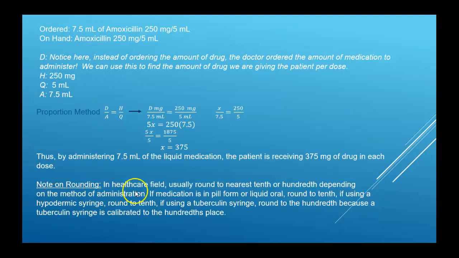Okay, so here's a note on rounding. In the healthcare field, usually we round to the nearest tenth or hundredth, depending on administration. If it's a pill form or liquid, round to the tenth. If using a syringe, round to the tenth. If using a tuberculin syringe, we round to the hundredth because a tuberculin syringe is calibrated to the hundredth place.